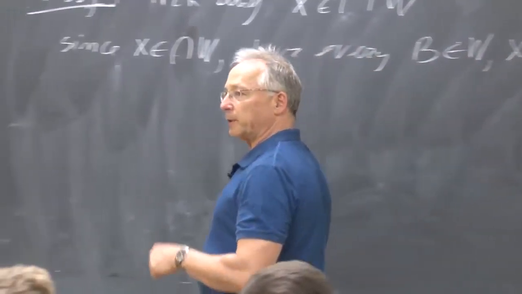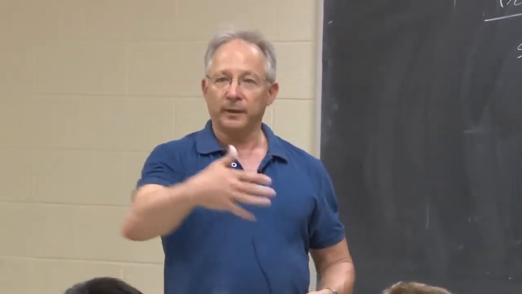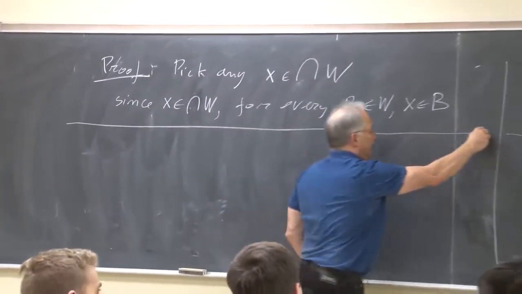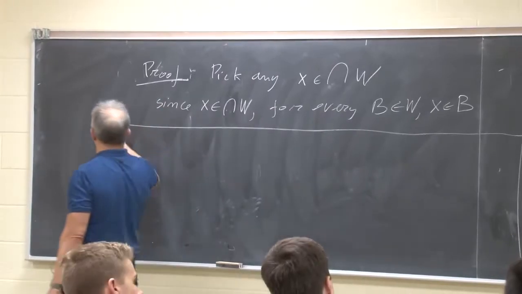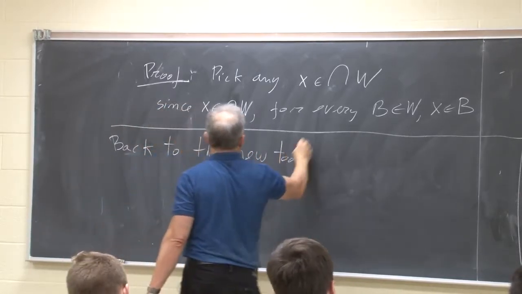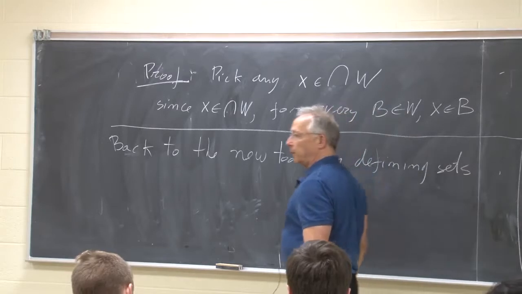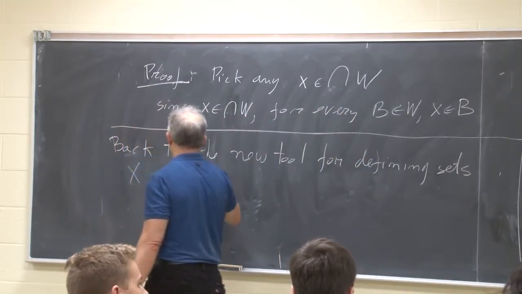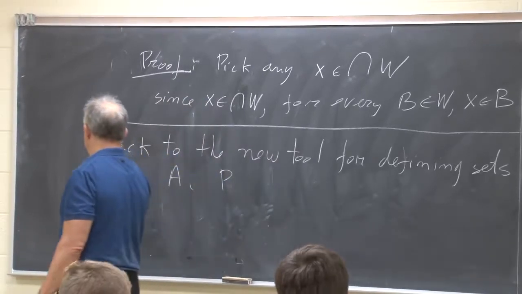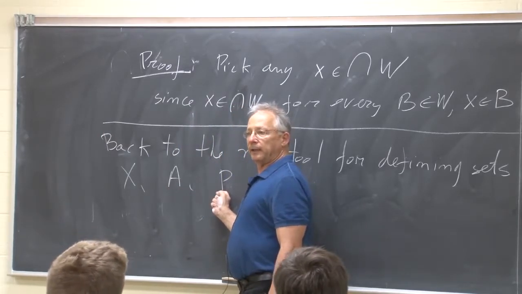Okay. This is all the background that we need, and we can go back to our definition of sets IAP, and then, bear with me, we'll get to the logic. So, back to IAP, back to the new tool for defining sets. So recall, we have some domain X, we have some core set A, we have some set of operations P, and we want to show that there exists a set that contains A and is closed under the operation in P and is the minimal such set.